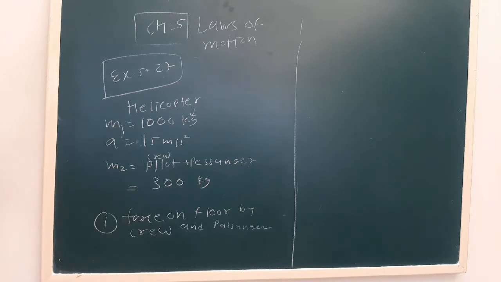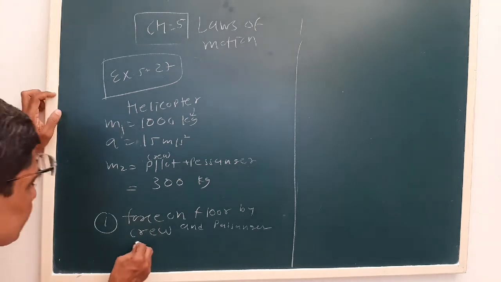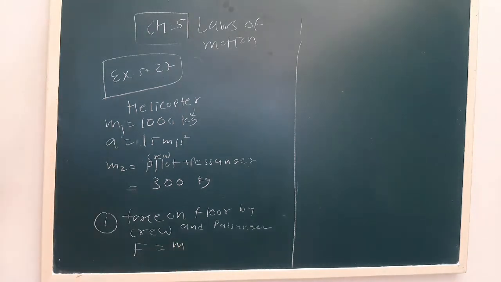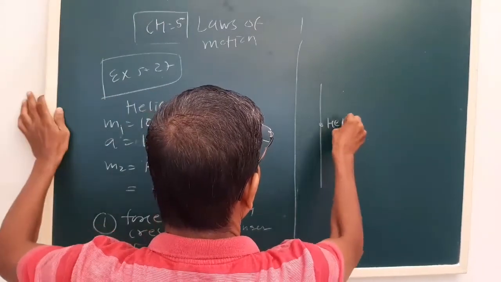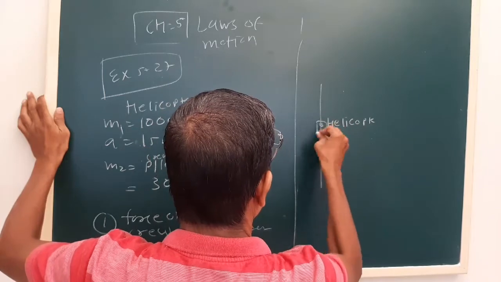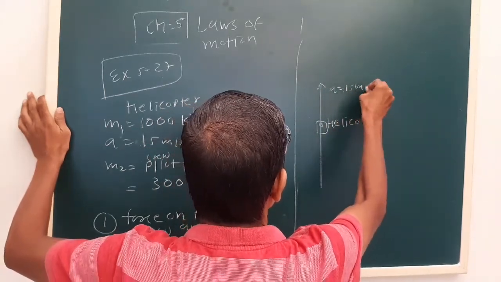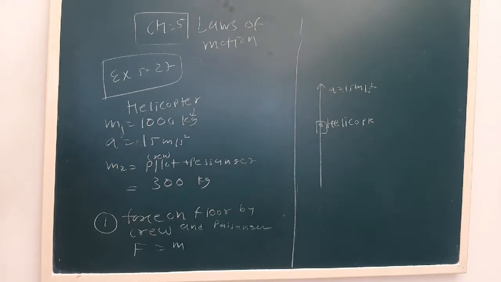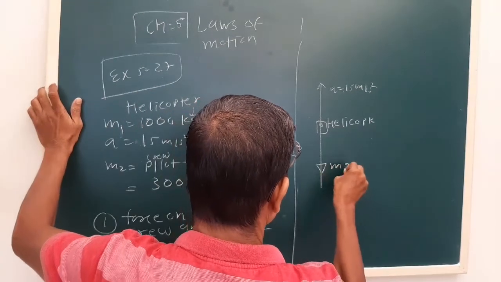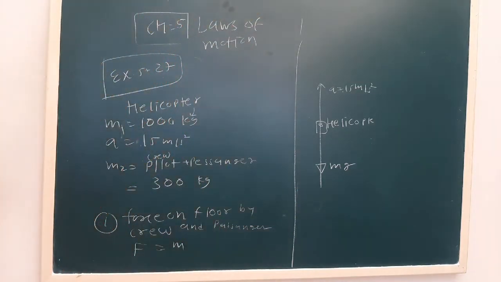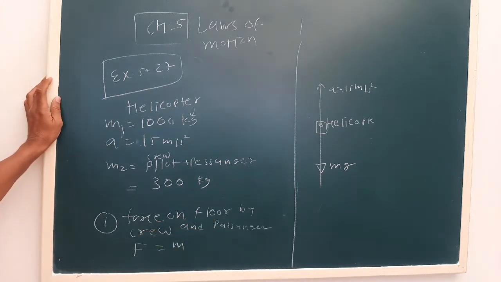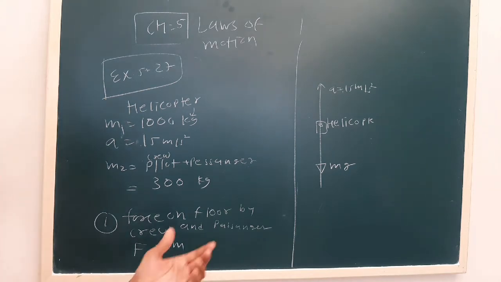Okay, so that will be equal to F. Now consider a free body diagram of the helicopter. Now this is the acceleration, that is given 15 meter per second square, and weight mg. Okay, now see the helicopter moves in upward direction. So what is the force here? Force on the floor by crew and the passenger. So see, we have to consider weight is mg, but m we consider for the total mass.